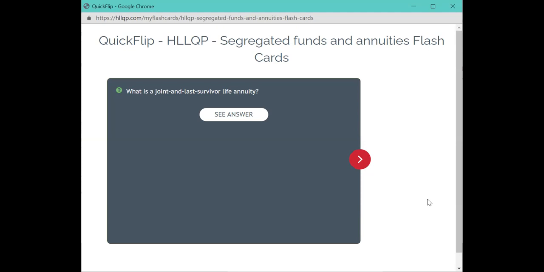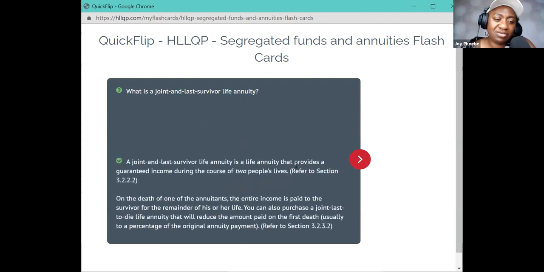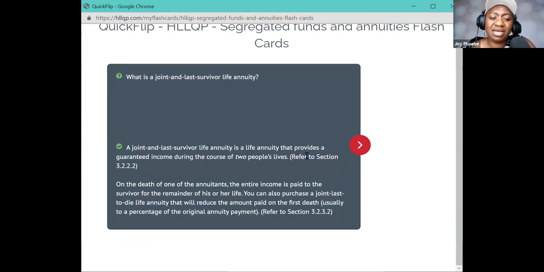Okay, good. What is the joint and last survivor life annuity? Guys, you got this one, right? Anyone who feels you get it, let's move on so that we can go through this fast and get to the real questions and answers. Joint last to die, joint first to die, that is it.